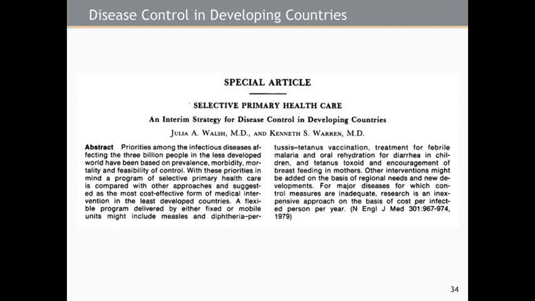There were lots of reasons why the selective approach became so much more powerful than the Alma-Ata approach. Julia Walsh and Kenneth Warren wrote this very famous article in the New England Journal of Medicine in 1979, arguing for the cost-effectiveness of the selective approach to primary health care. And they made it very clear in their article that they saw this not as the long-term answer, but as a short-term interim strategy for disease control. And I think we're finally beginning to move out of this interim strategy and towards a more comprehensive approach, but there's still a lot of debate about these two approaches, and I'll get into this a little bit further.